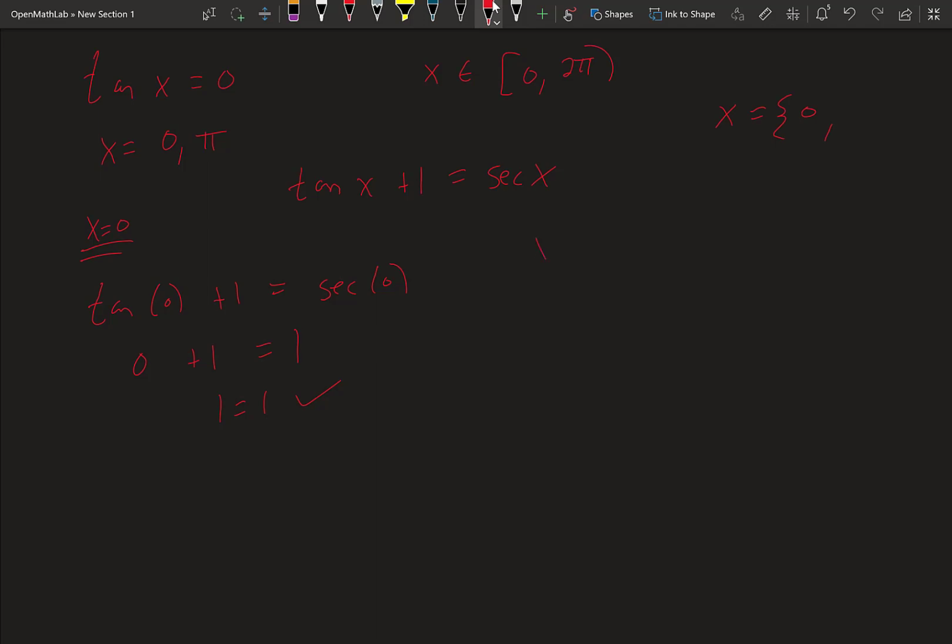And then if I test x equals pi, that would give me tangent of pi plus 1 equals secant of pi. Tangent of pi, like we said, is 0. We'd have 0 plus 1 equals, and then secant of pi is -1. So we'd have 1 equals -1, which is not equal. So therefore, x equals pi is extraneous, so we need to throw that out. So the only possible solution here is x equals 0.